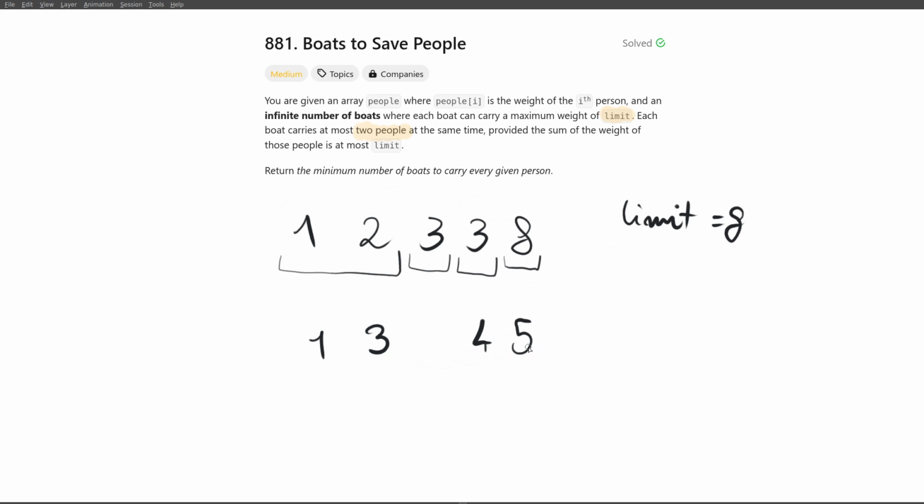So we can just take people from the heaviest, match them with the lightest people, and in that case we only have to have 2 pointers, one from the beginning of the sorted array, one from the end going backwards, and when they pass each other, then we have transported all the people. So let's see the code.